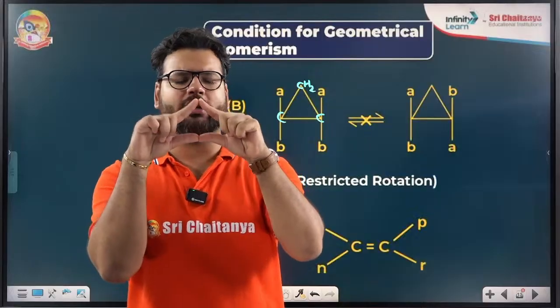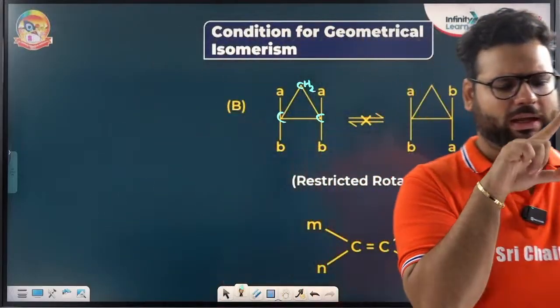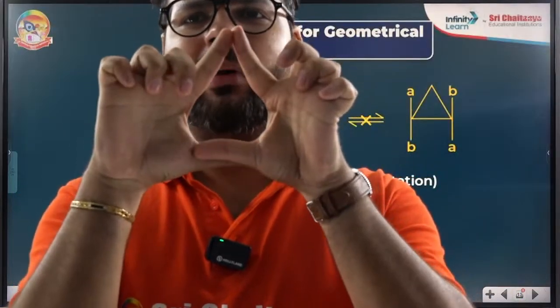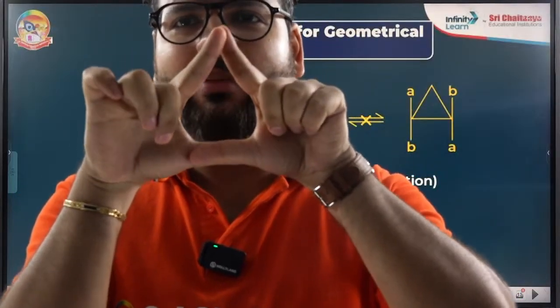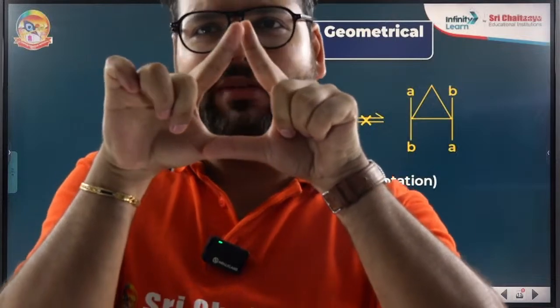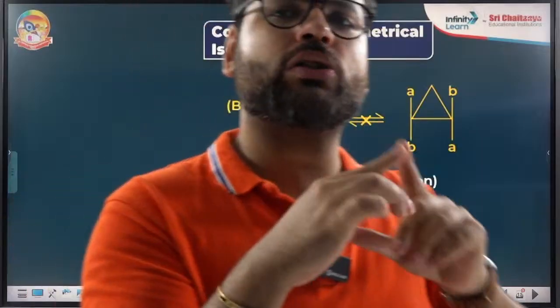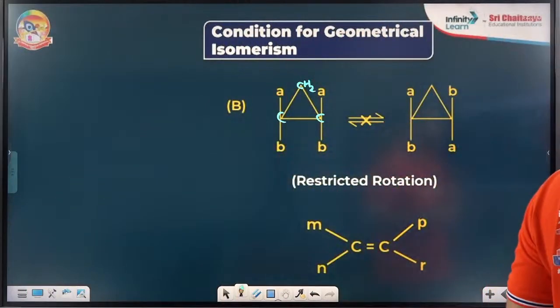This also creates a restricted rotation. If I have a triangle, it will look like this. Although these two carbons are attached by a single bond, because there is a third carbon in between, I can't rotate it. Only when the bond breaks can rotation start. So a ring also is a center of restricted rotation.